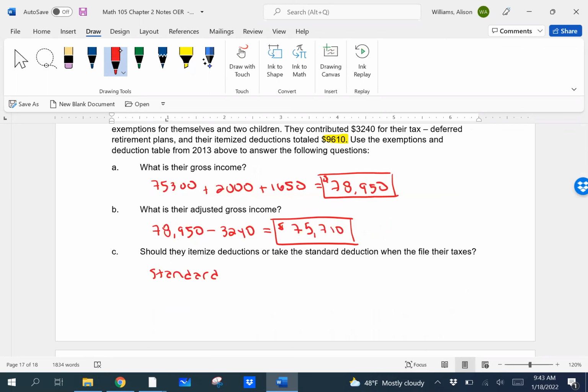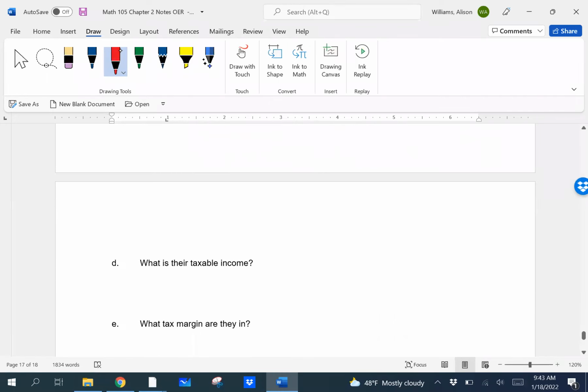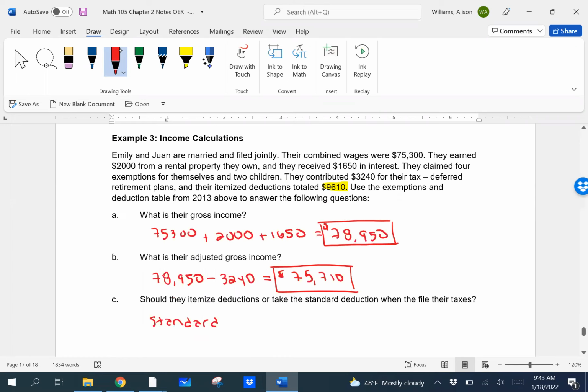Okay, so then let's go ahead and calculate their taxable income. So that's the amount of money from part B, $7,710. There we go. We're going to subtract that deduction of 12,200. I forgot that they're also doing some exemptions, right? So $3,900 of exemptions as well. And they're going to do it 4 times.